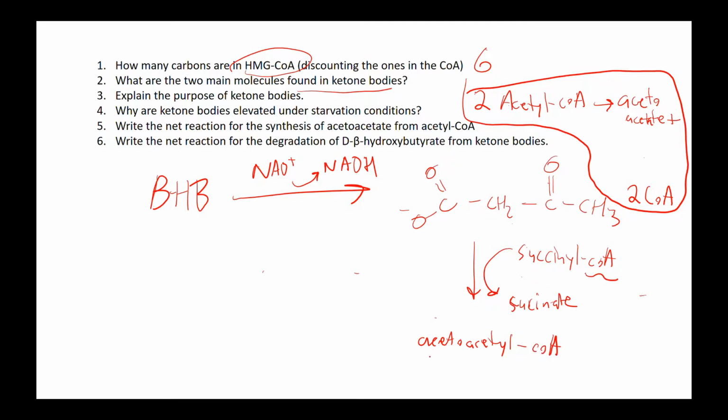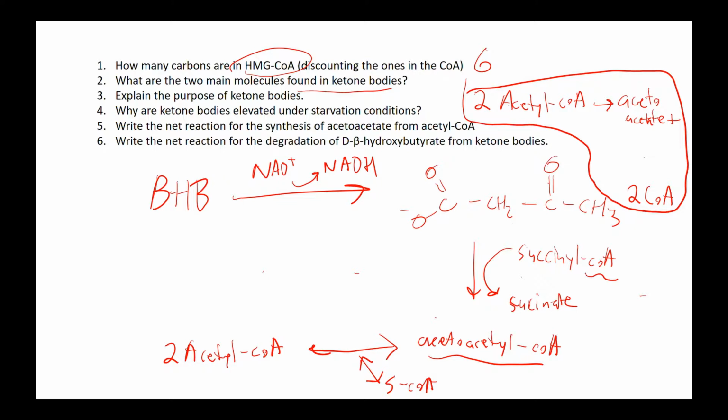All right, now this is one of the same reactants that we had in the process of making the ketone bodies. And in the process of making them, we basically took 2 acetyl-CoAs, and when we were making acetoacetyl-CoA, we lost a CoA. Well, now we're going to add in a CoA to basically take the acetoacetyl-CoA and cleave it into 2 acetyl-CoAs.